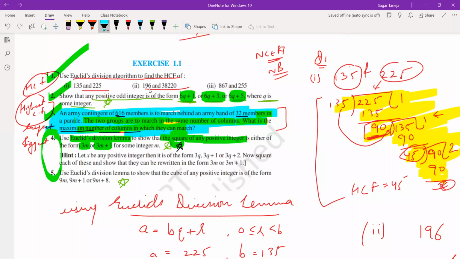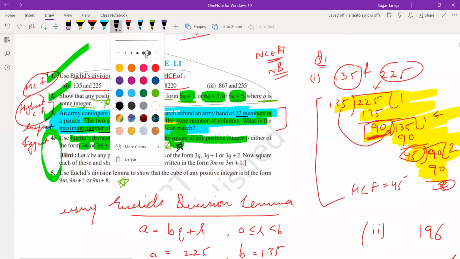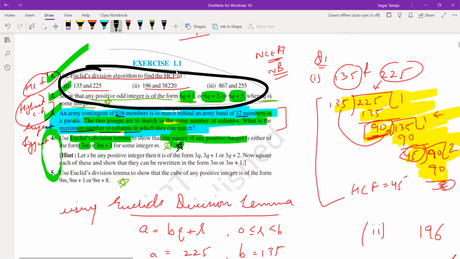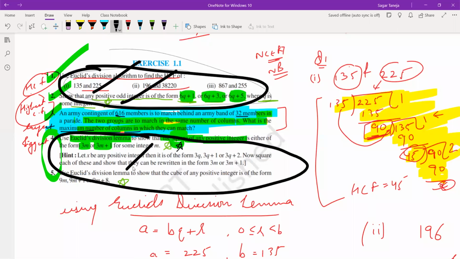LCM and HCF can come, but Euclid's division lemma will not come. So these questions based on Euclid's division lemma will not come. Even I have given an assignment question from RS and other books related to Euclid's division lemma, because this was the important topic till the previous year. So this year this is cut. So that's why you have not to do these 4 questions. In 1.1 only you have to do question number 3.